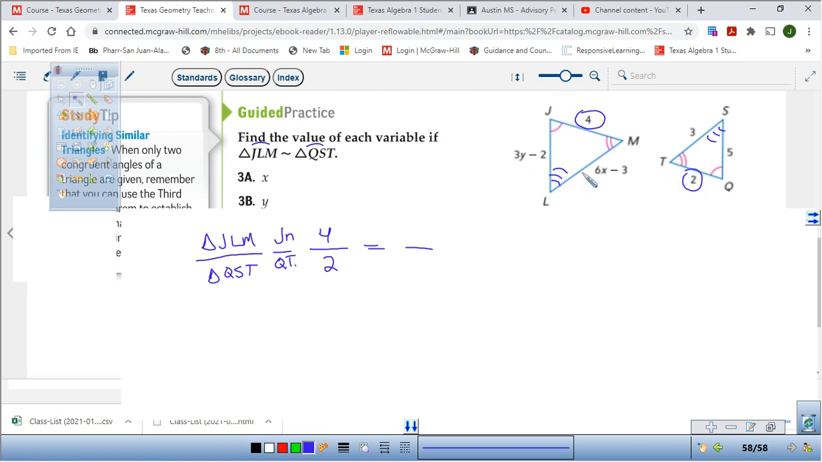Now, which one do you want to figure out next, the X or the Y? Since they're asking the X first, I'm going to set up the X first. Since X is on this top one, I'm going to go ahead and say X is right here, 6X minus 3. And I'll go from M to L. Now look at this. M to L is right here, so I'm going to go back the same way. T to S. Where's T to S? T to S is 3.